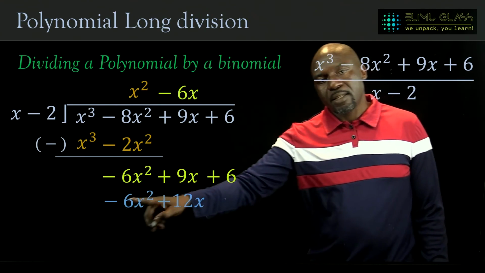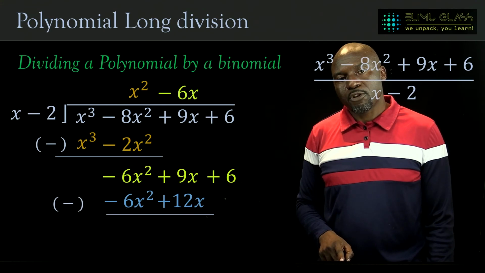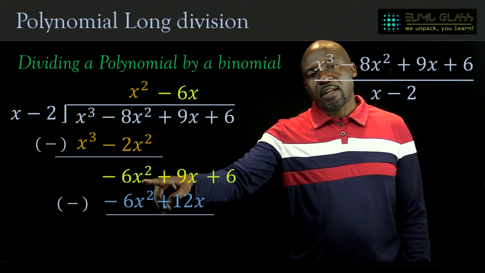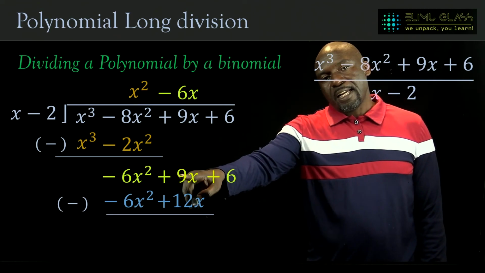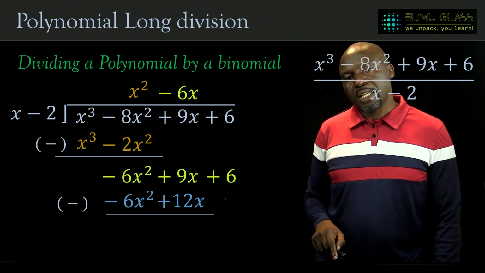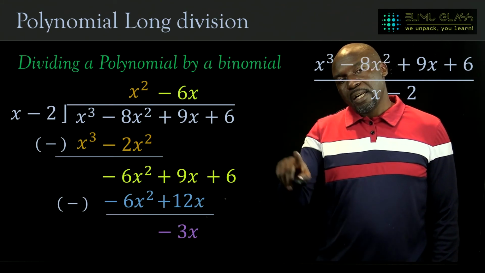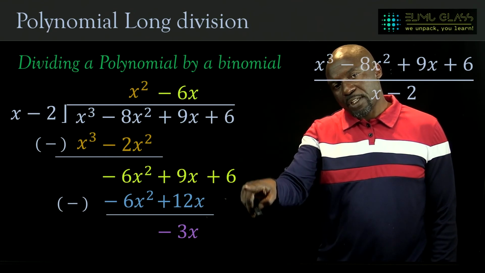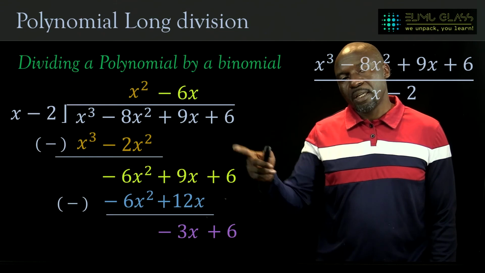Once again, I subtract, just like before, right? We're going to subtract. Negative 6x squared minus negative 6x squared is 0, but 9x minus 12x is going to give me negative 3x. All right? Now I bring my positive 6 down, and then I repeat.